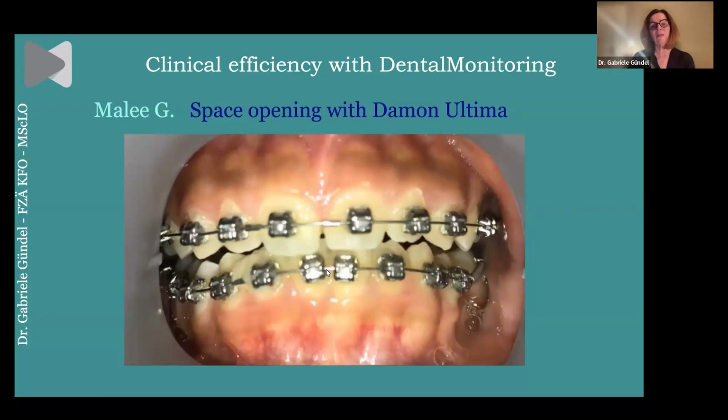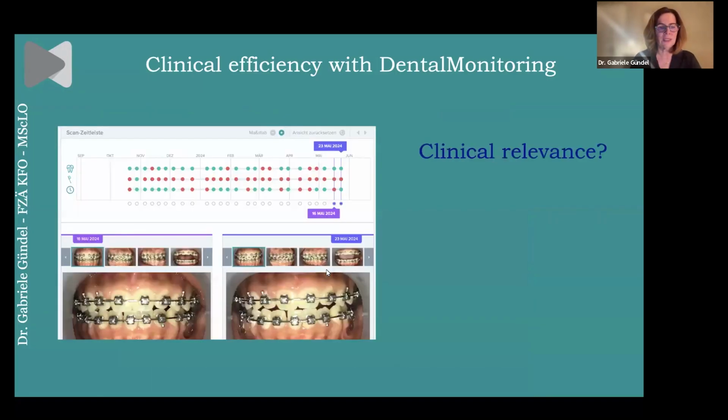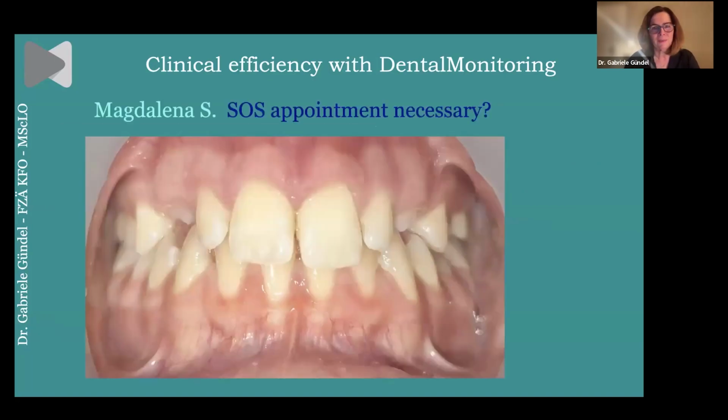So also here, if I have the situation, look from here to here, maybe it's becoming a little bit worse. My clinical relevance is, again, hey, patient, please come to our office, make an appointment. We need to make a little auxiliary just to close your space so that your treatment progress is fine.